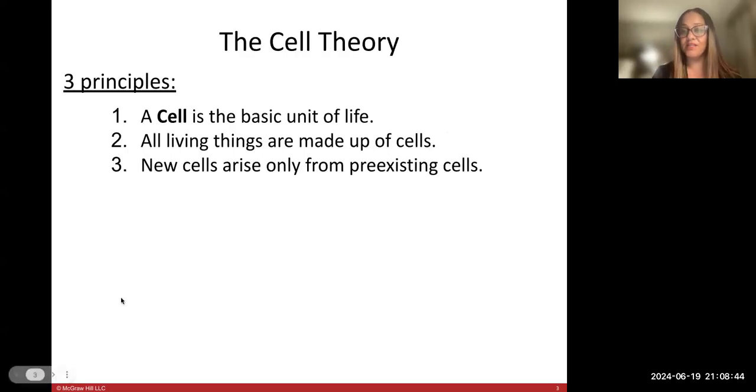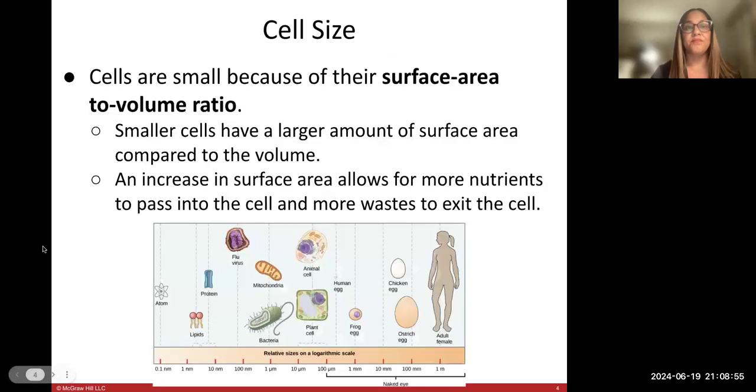Once upon a time, obviously, the first cells arose somehow. That is more for an evolution class when we get into it. Here we just start with new cells arise from pre-existing cells.